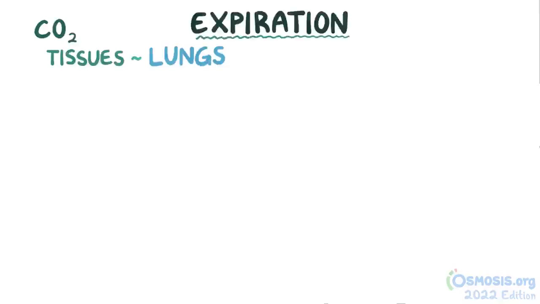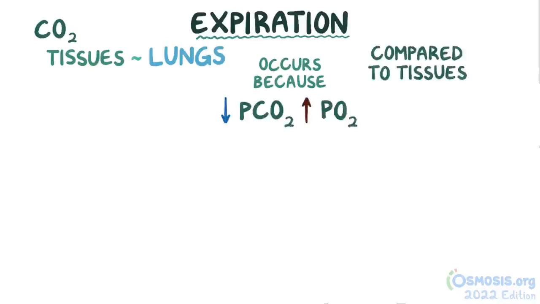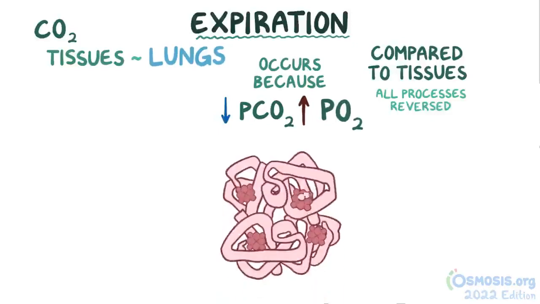Now, carbon dioxide waste ultimately needs to make its way from the tissues to the lungs, and be removed from the body through expiration. So in the lungs, release of carbon dioxide from the blood happens because of a decrease in partial pressure of carbon dioxide and an increase of partial pressure of oxygen compared to the tissues. This means that all of the processes working to pick up carbon dioxide in the tissues are reversed in the lungs. As a result of higher partial pressure of oxygen, more oxygen diffuses into the red blood cells and binds with hemoglobin at its heme group.